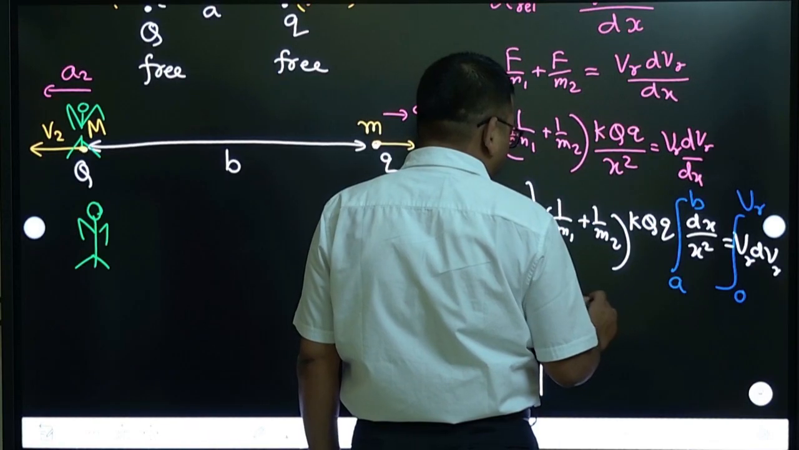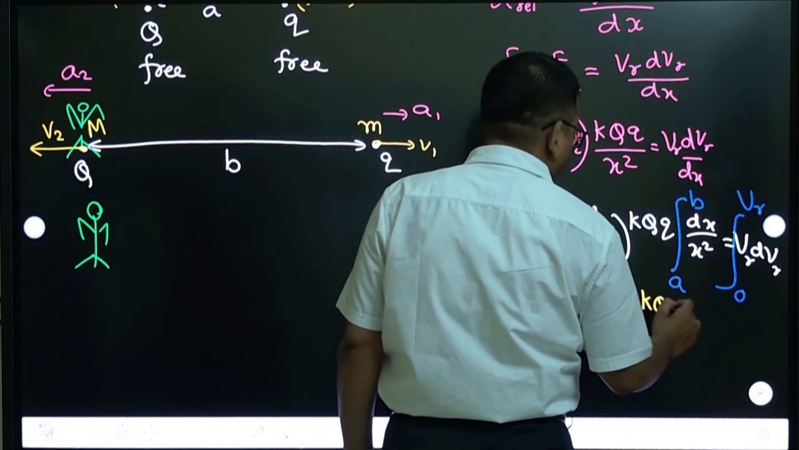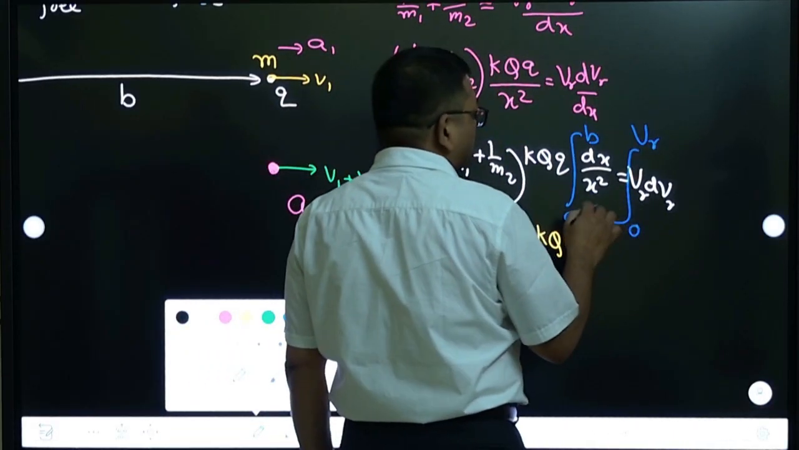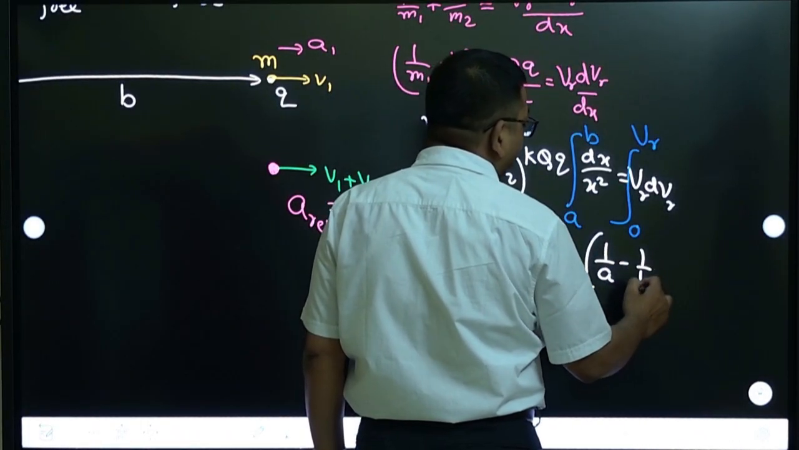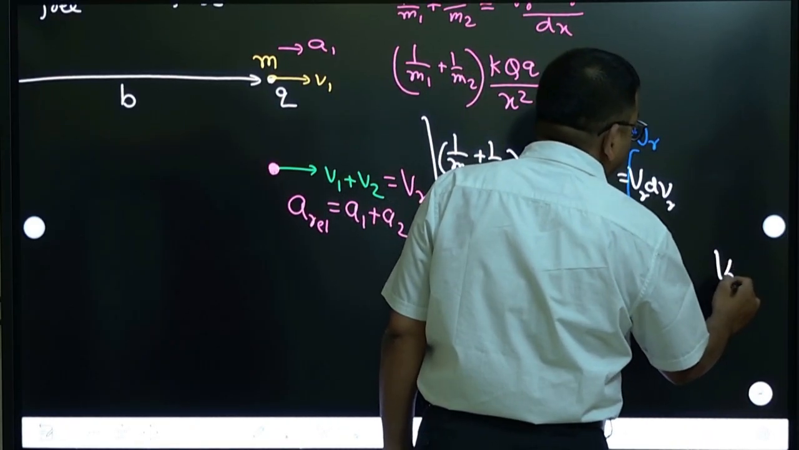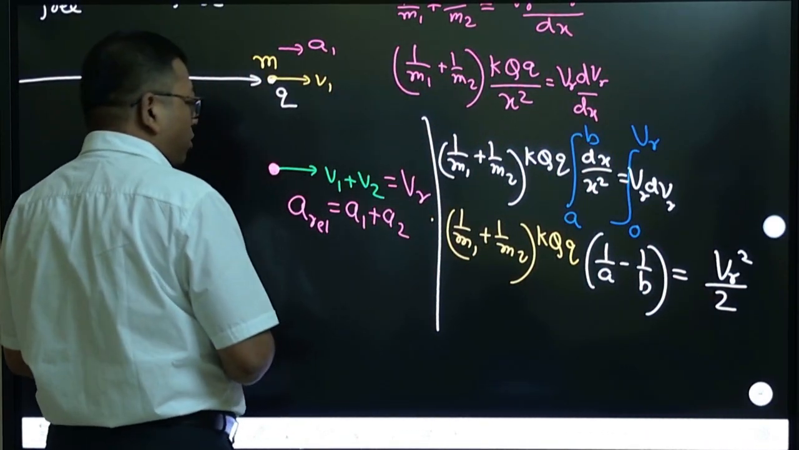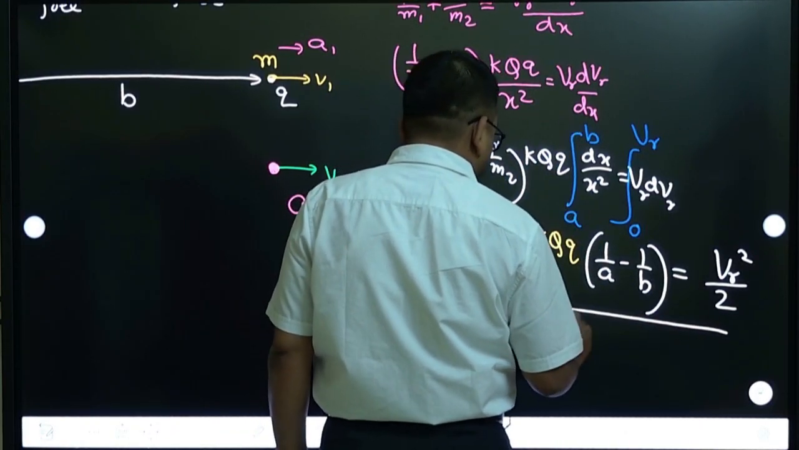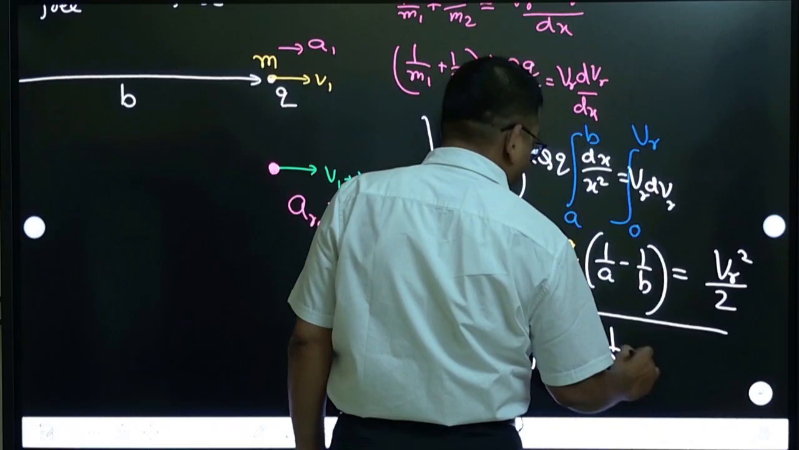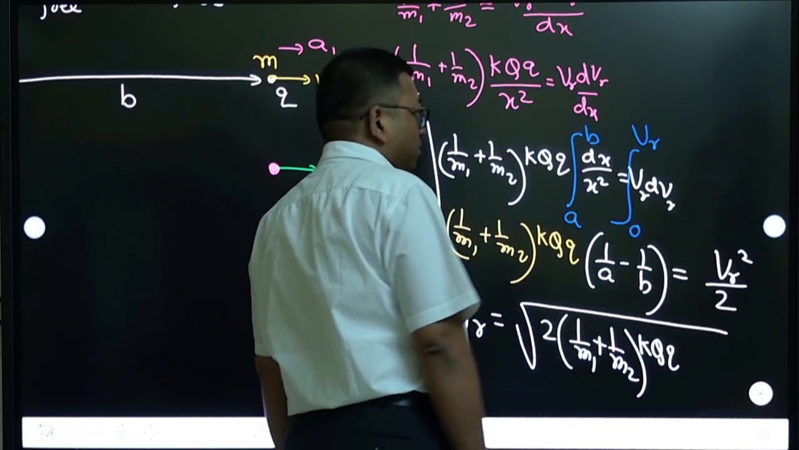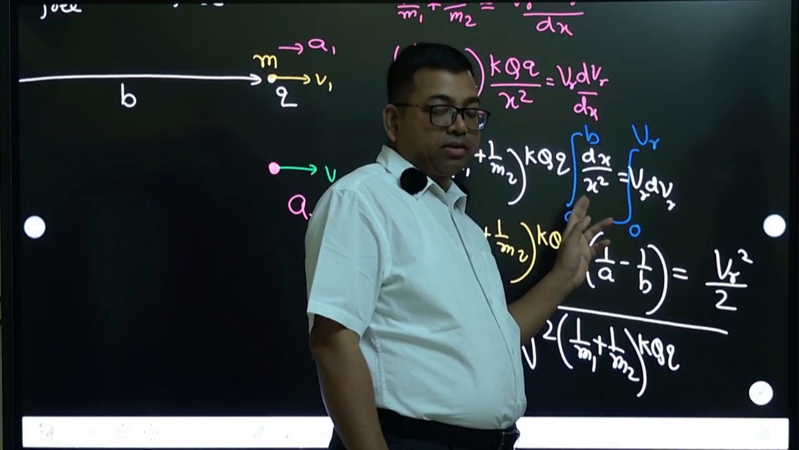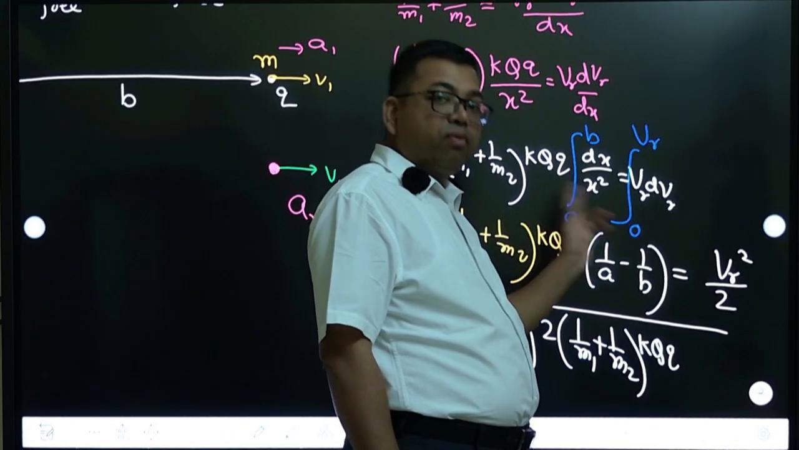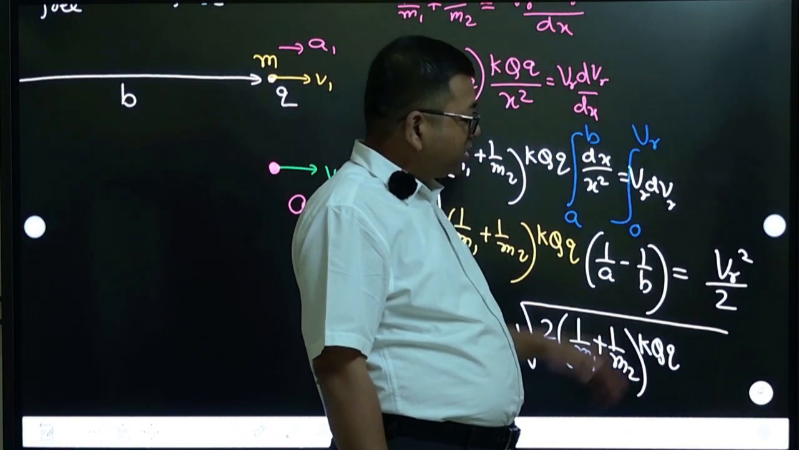Now you do this integration. This factor is constant, 1 by m1 plus 1 by m2 into k q1 q2. The integration of 1 by x square is minus 1 by x. Now you substitute the upper limit: minus 1 by b minus of minus 1 by a, which will give 1 by a minus 1 by b, after you put the limits. And on the other side this will come vr square by 2. So from here you can calculate the relative velocity.